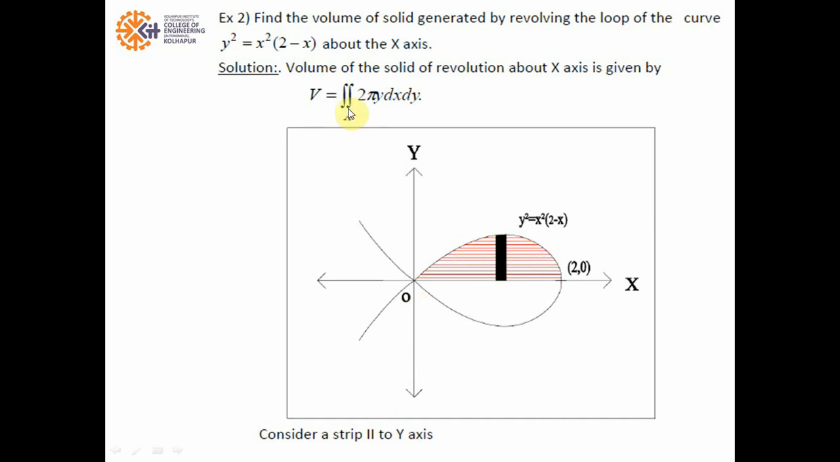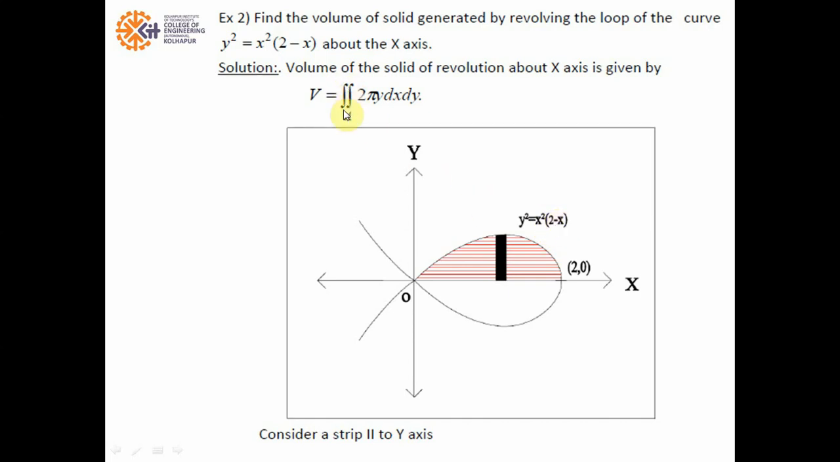So to get the limit of inner integral, again consider the equation of the curves at both ends of the strip. The lower end of the strip is on x-axis whose equation is y is equal to 0. The upper end of the strip is on the curve y square is equal to x square into bracket 2 minus x. Find the value of y in terms of x, we get y is equal to x into under root 2 minus x.